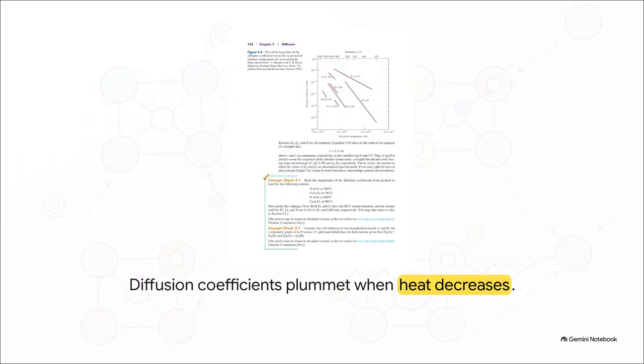When you actually plot the diffusion coefficient against temperature, the resulting lines are incredibly steep. And because we usually look at the reciprocal of temperature, as the material gets cooler, those diffusion rates absolutely plummet downwards. The second you remove the heat, diffusion effectively slams into a brick wall and just stops.